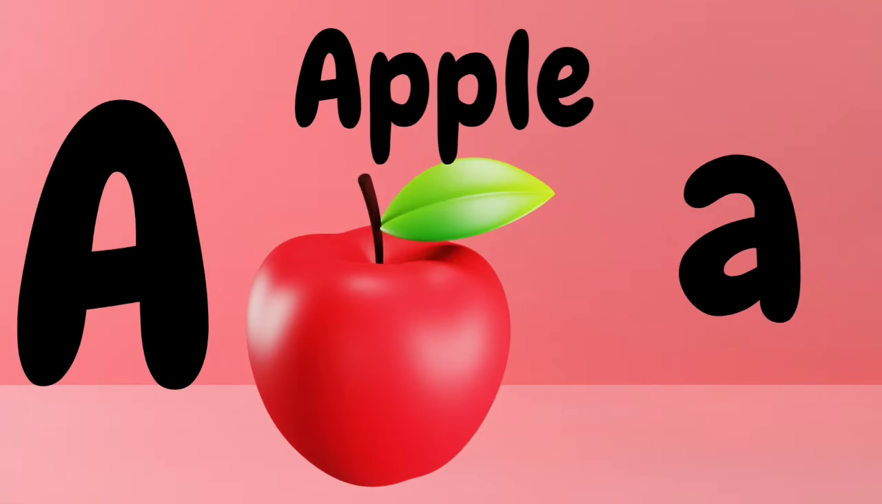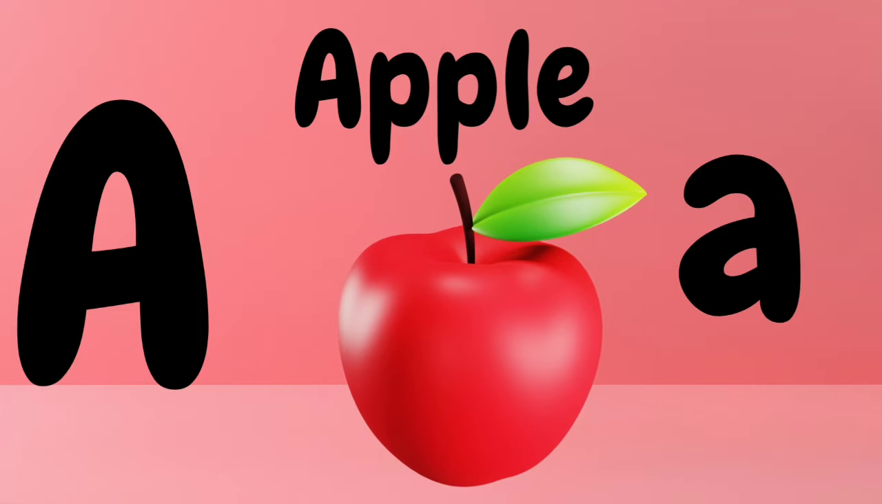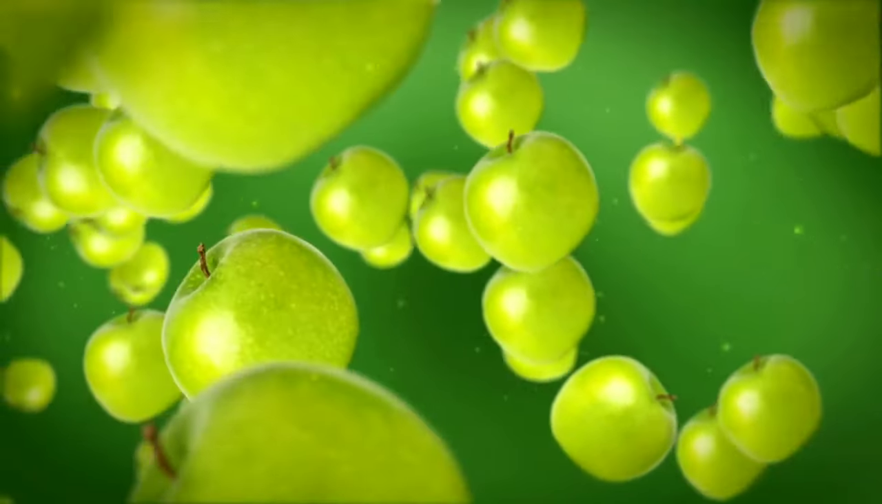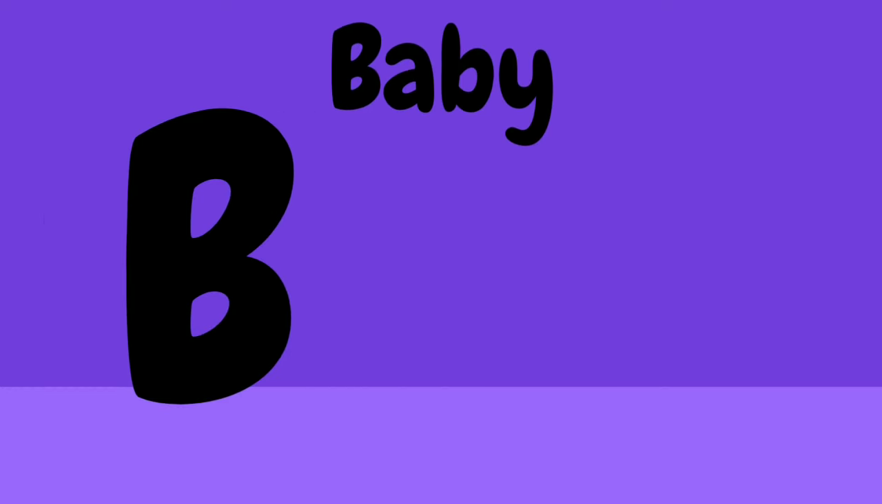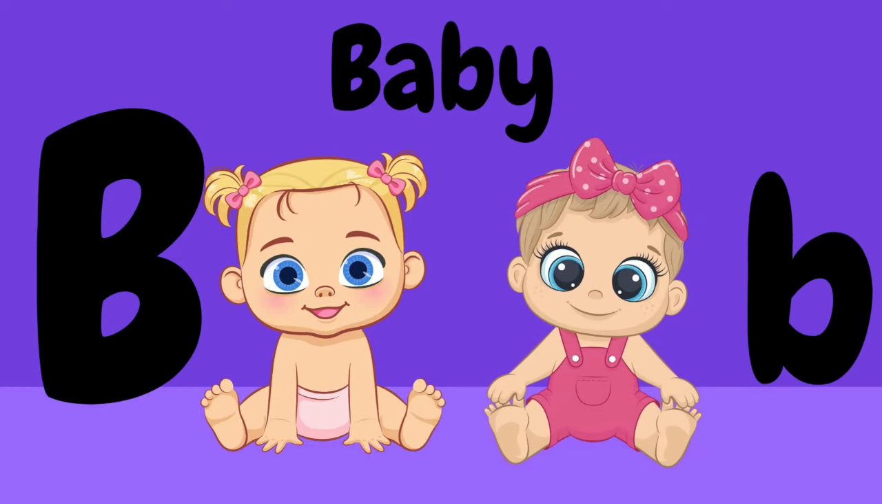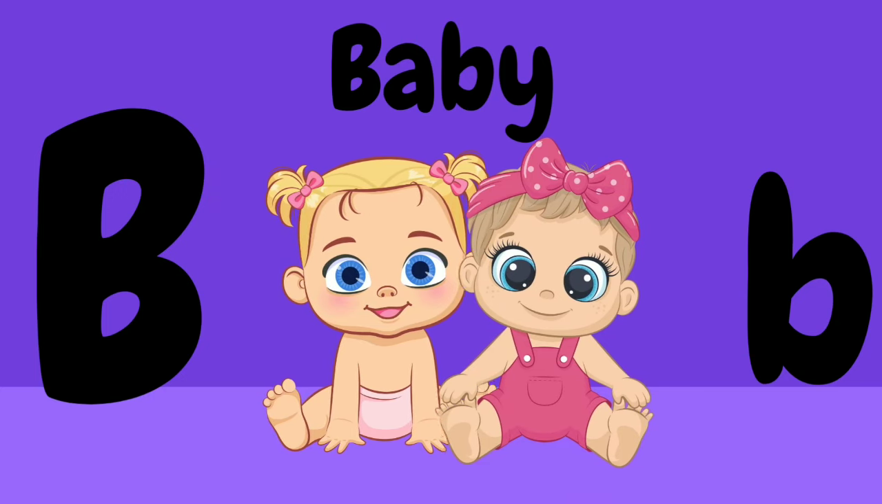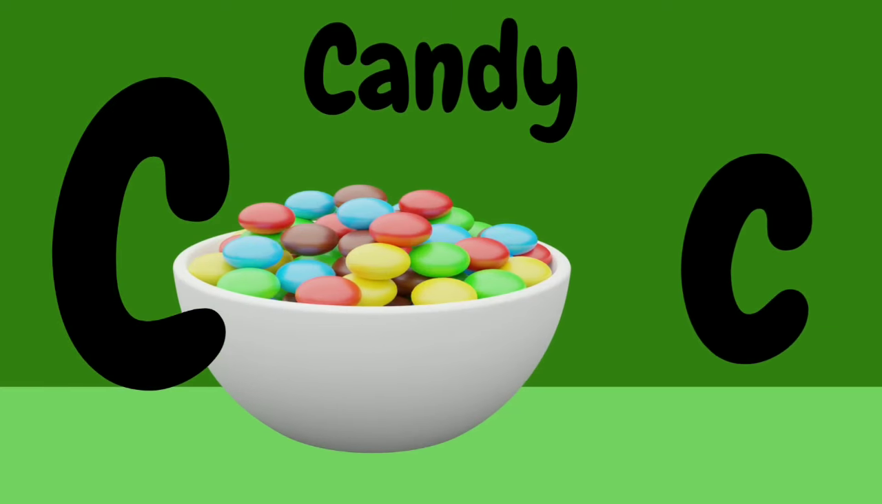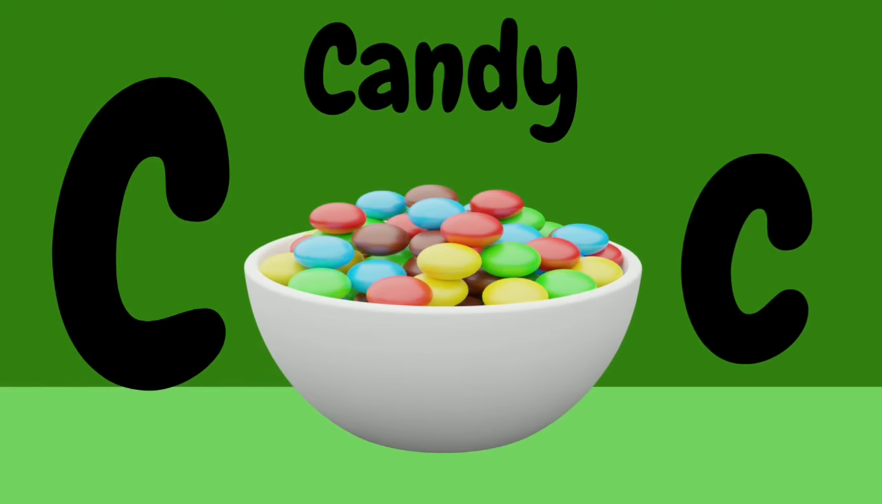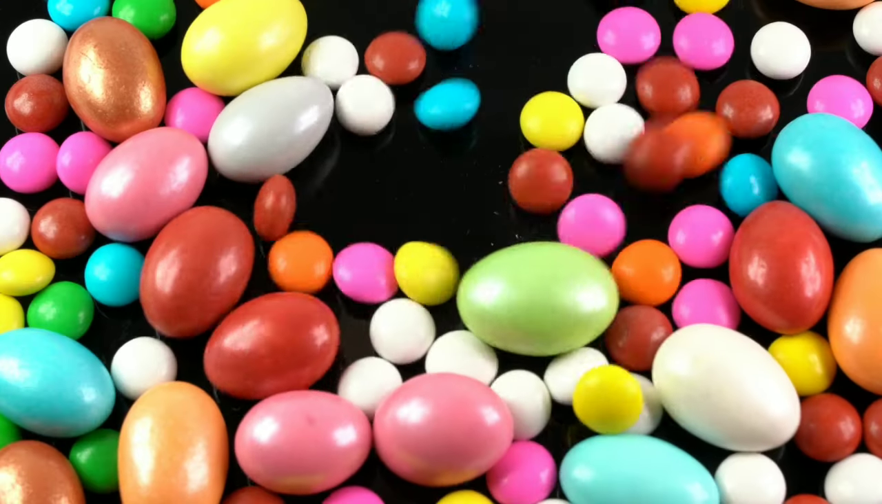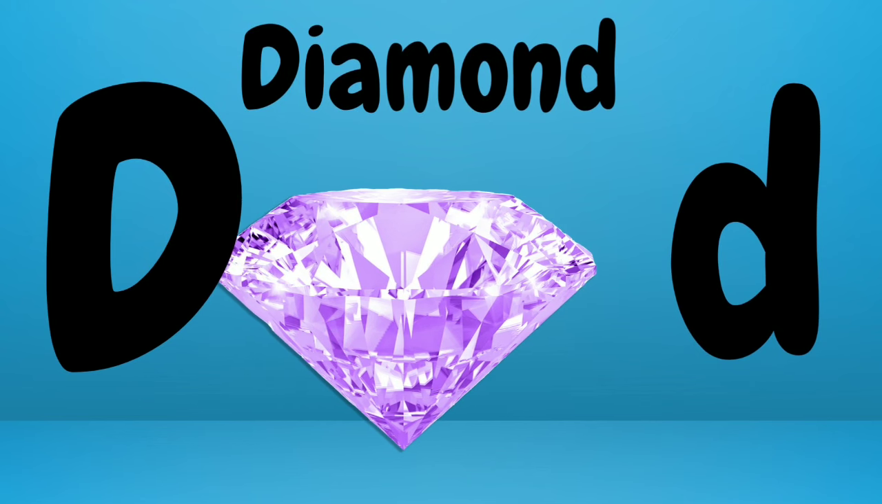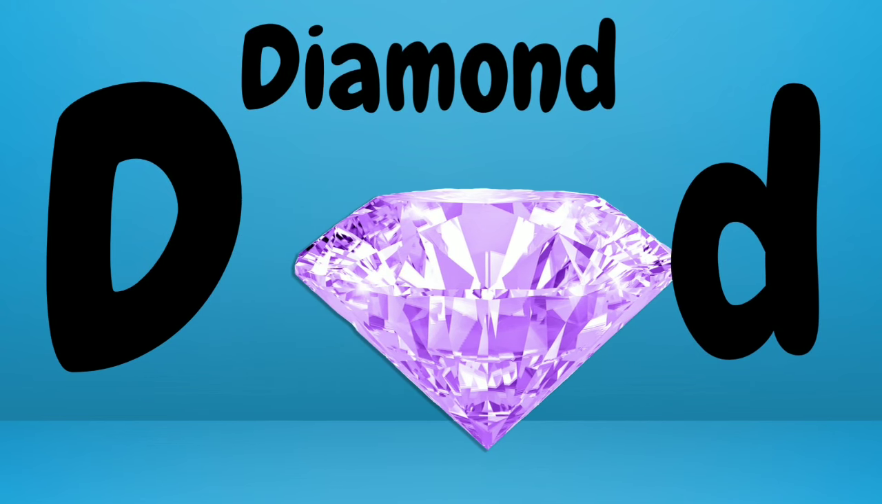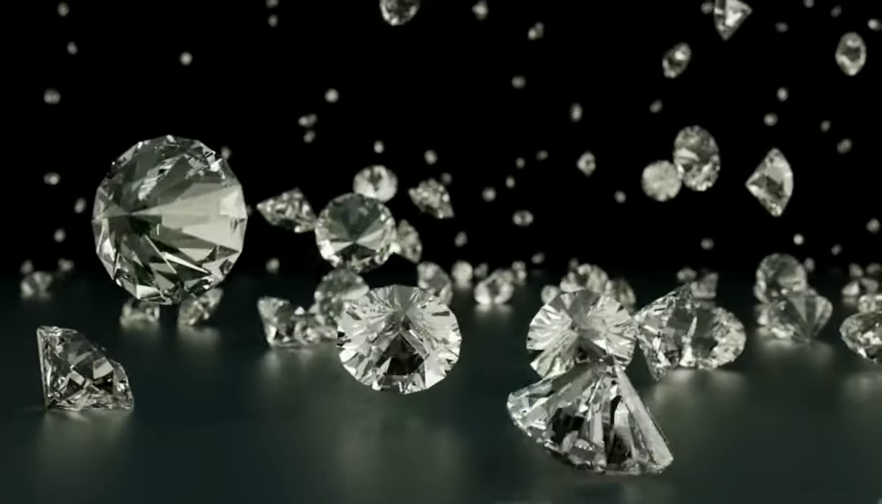A is for apple. This is an apple. B is for baby. This is a baby. C is for candy. This is a candy. D is for diamond. This is the diamond.